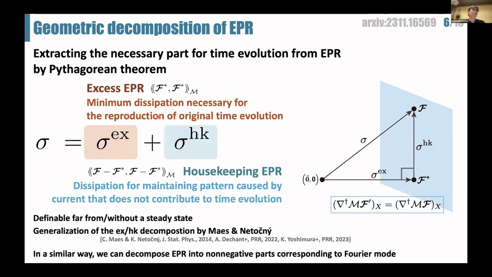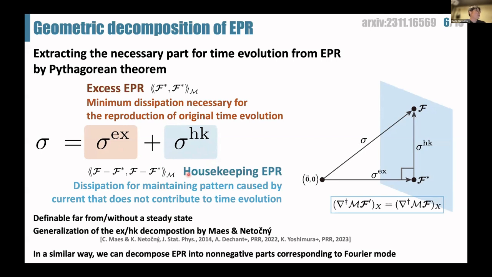The first term of the two non-negative parts, the quadratic form of this optimal force, is the excess entropy production rate, which is the minimum dissipation required to reproduce the original time evolution. And the remaining part is the housekeeping entropy production rate, which is caused by current that does not contribute to time evolution. We can obtain this decomposition far from steady state or without steady state.